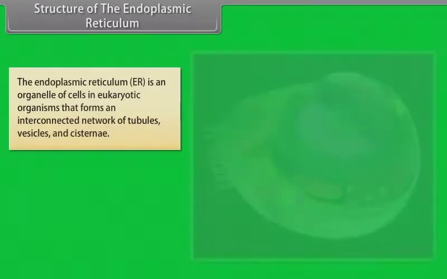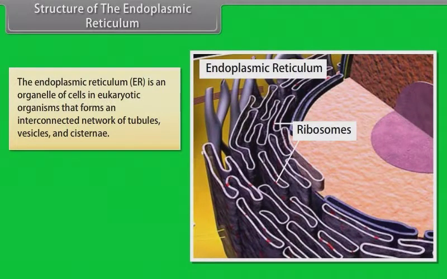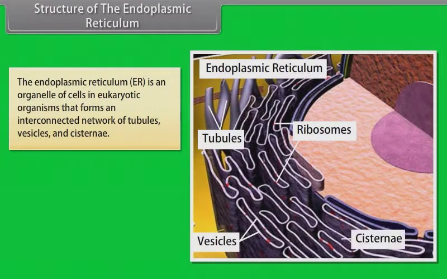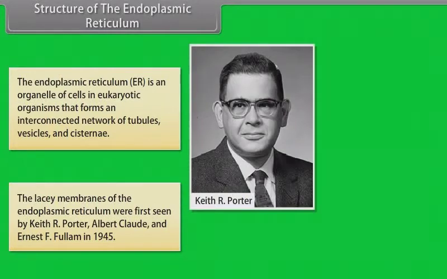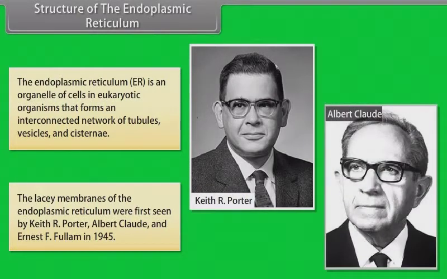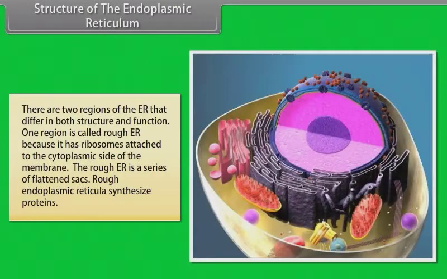Structure of the endoplasmic reticulum. The endoplasmic reticulum, ER, is an organelle of cells in eukaryotic organisms that forms an interconnected network of tubules, vesicles, and cisternae. The lacy membranes of the endoplasmic reticulum were first seen by Keith R. Porter, Albert Claude, and Ernest F. Fullam in 1945. There are two regions of the ER that differ in both structure and function.